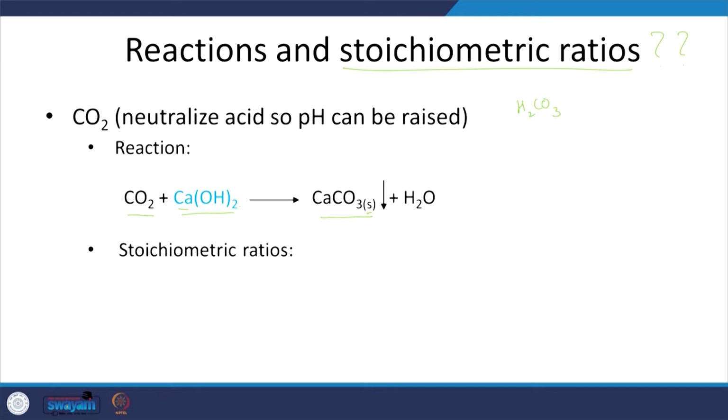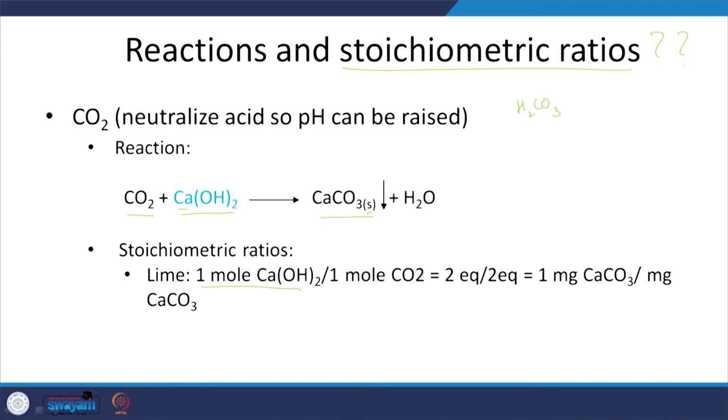So, what is it? Stoichiometric ratio, right. I need to understand for how many moles of carbon dioxide present, how many moles of lime I need to add, and so on and so forth, right. Then I can easily calculate it. So, let us see that. So, for 1 mole of lime, right, you see here stoichiometric coefficient here is 1, has to be added for 1 mole of carbon dioxide, right.